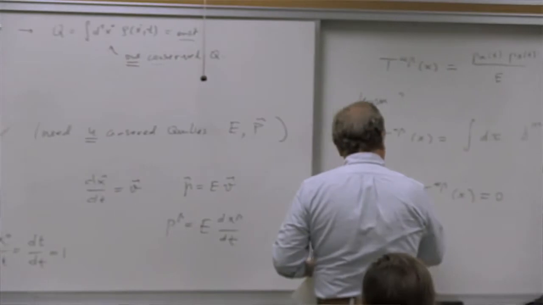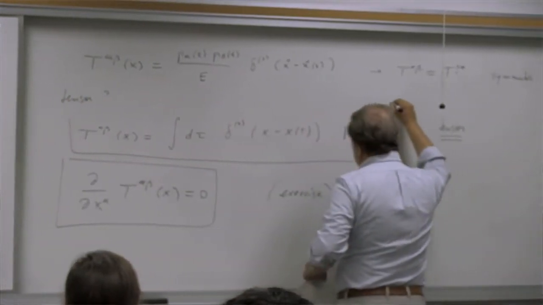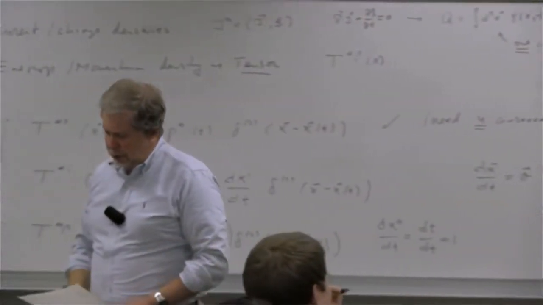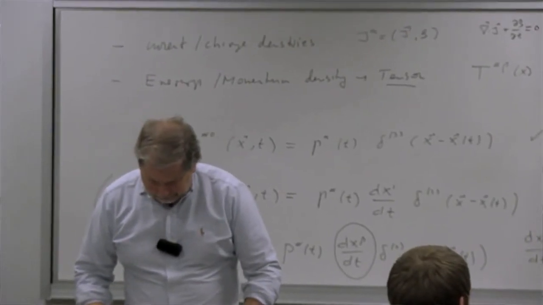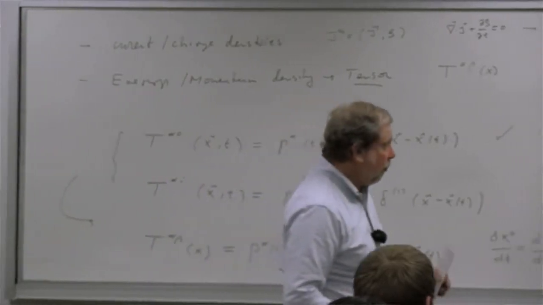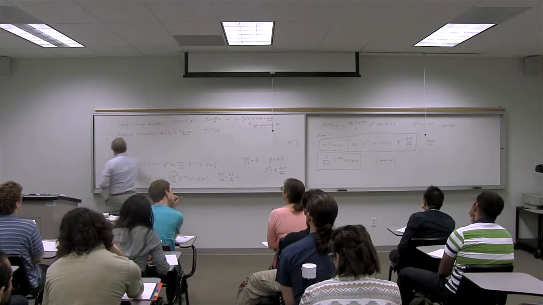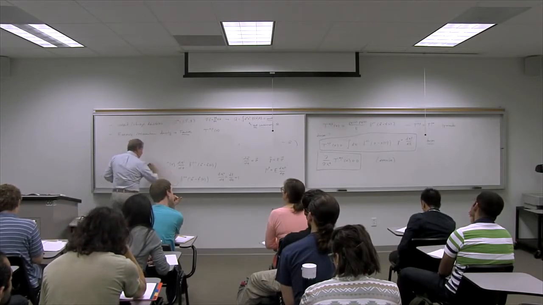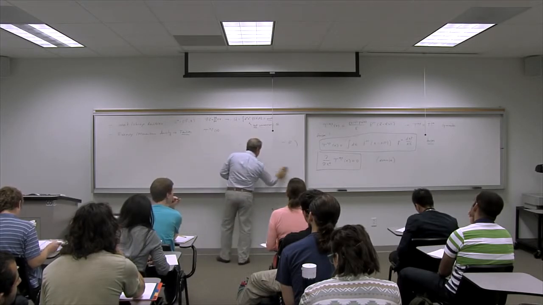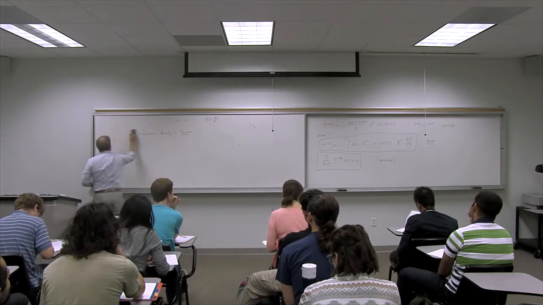So that's another important result. And so we'll put a box around that, and we can put a box around this one too, because those are the two most important properties of this object, right? And so this was all for a single particle which has a given trajectory, right?